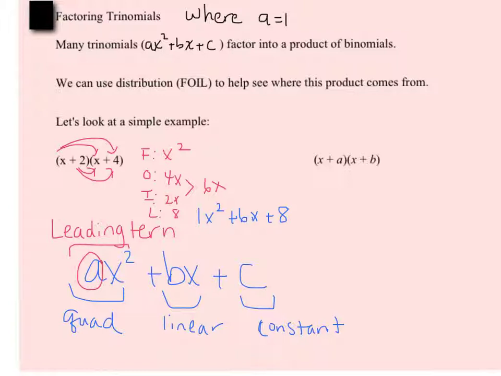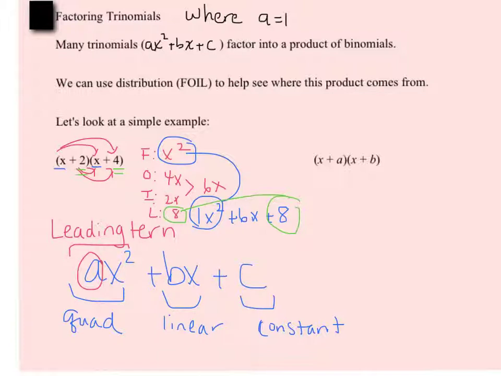Well, let's think about where all these pieces came from. The x squared came from the product of the things that are in the first position. The 8 came from the product of the things that are in the last position. And really, that's what creates the binomial.